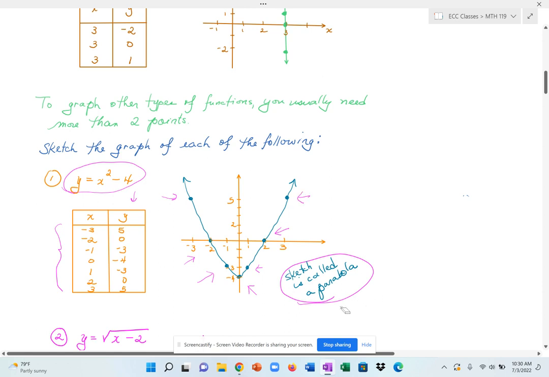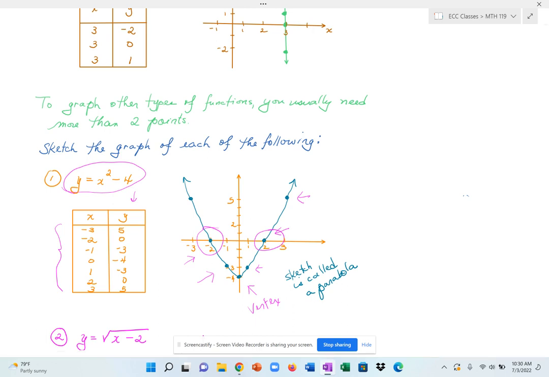So 0, negative 4 is the y-intercept, but it's also considered to be the vertex of this parabola. The points at negative 2, 0, and 2, 0 are considered to be x-intercepts. So connect those points in that U shape and you get the graph of your parabola.